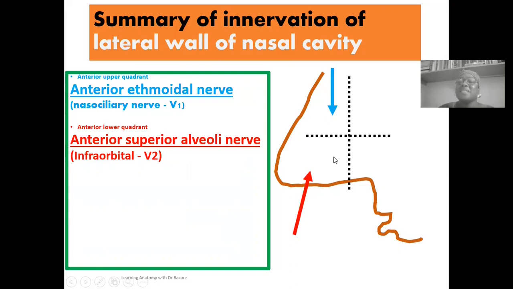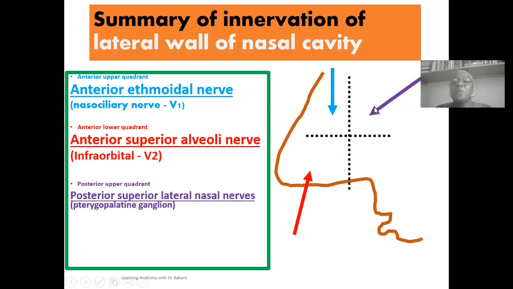So these are the branches that innervate the anterior region of the lateral wall of the nasal cavity, both the upper and the lower part. We already said the upper part is from branches from the ophthalmic, while the lower is the branches from the maxillary nerve.